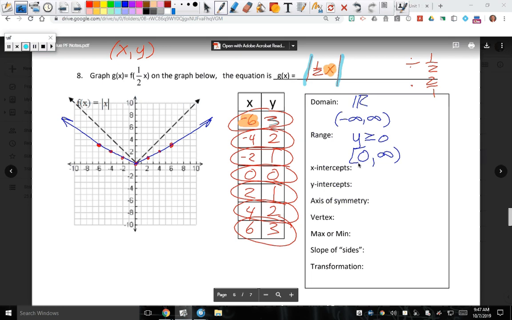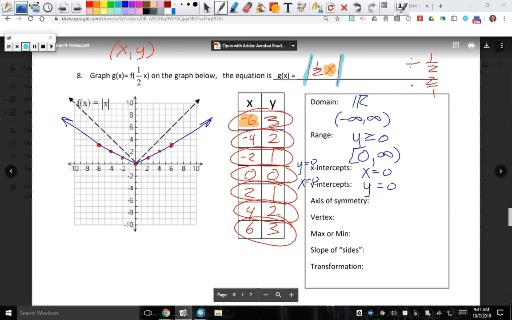X-intercepts. Immediately, y equals 0. Where does that occur? At x equals 0. Now we're getting it. Y-intercepts. Immediately, x equals 0. And where is that happening? At y is equal to 0. Don't let that confuse you. That's why I'm trying to go with this immediately thing.